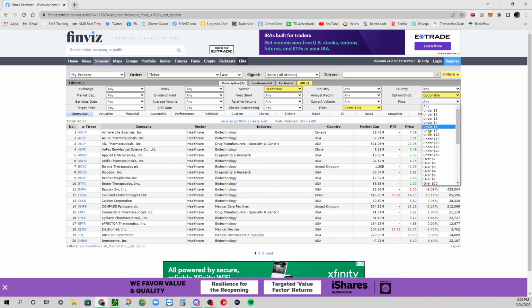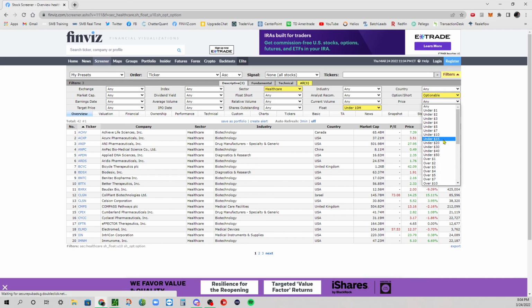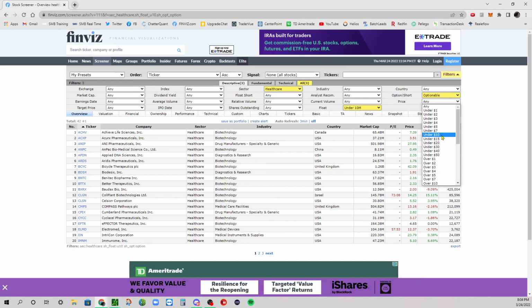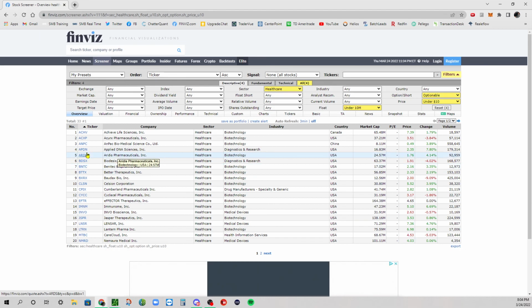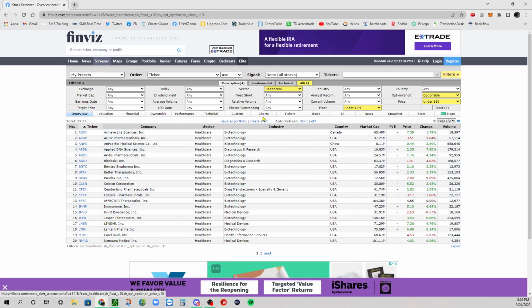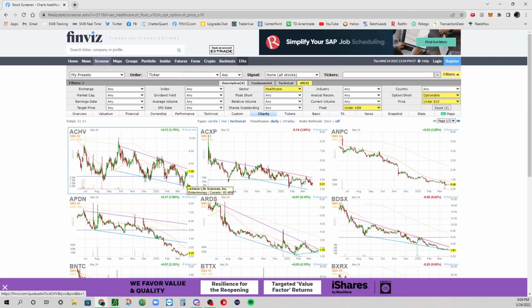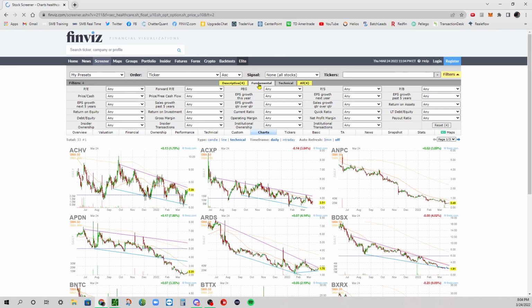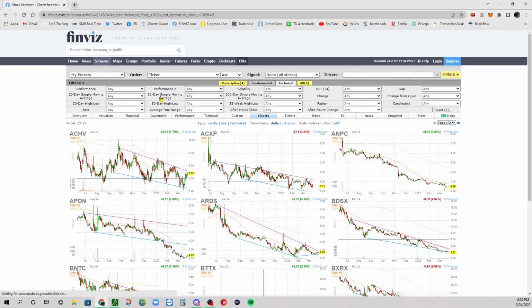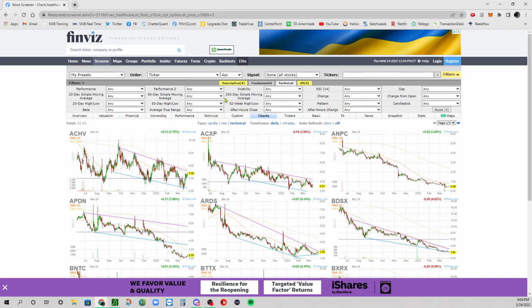You can even choose the price if you want to trade specific kinds of price stocks, right? Let's say I like to trade $5 and under or $10 and under. Boom. So now I can focus on these ticker symbols. You can even look at the charts on them. If you're looking for a specific pattern, boom, right here. You can add your moving averages and whatnot. Technical. I like to look at being above or below the 200-day moving average. You have right here the 200-day simple moving average.